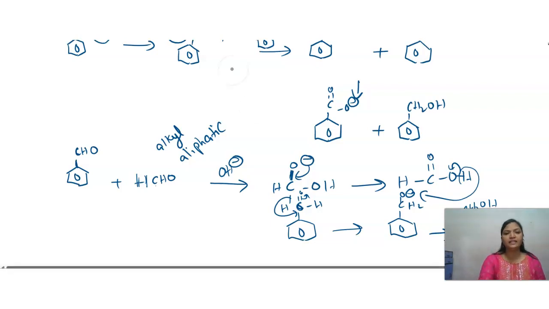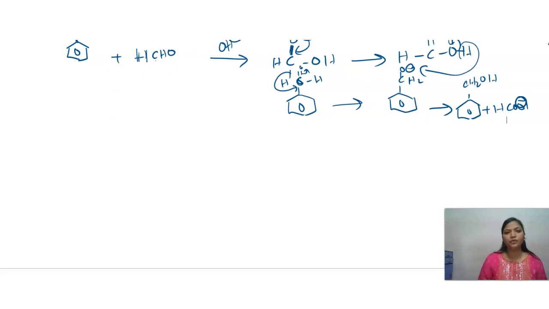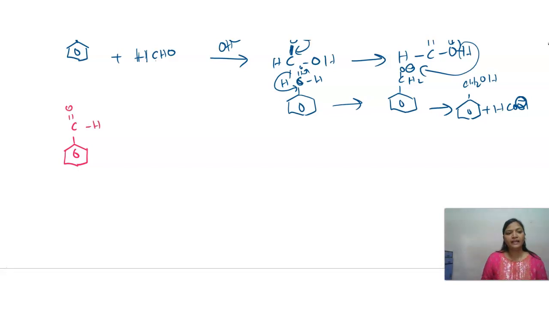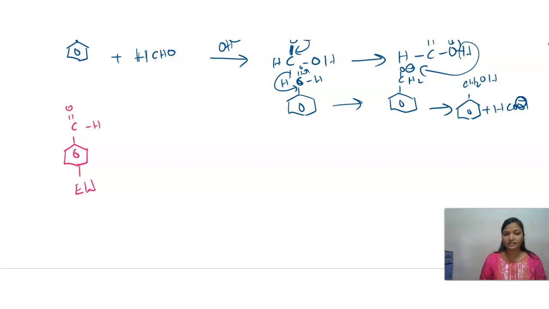And if there is any electron withdrawing group or electron donating group present on the phenyl ring, then what happens to the reaction? So if an electron withdrawing group is present, then the electrophilicity of this carbon for nucleophilic addition increases. So oxidation takes place here.